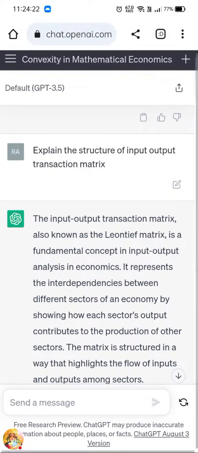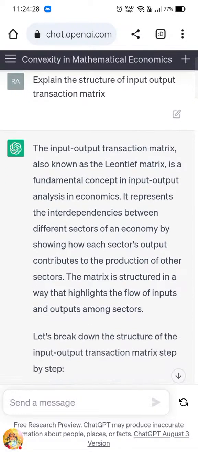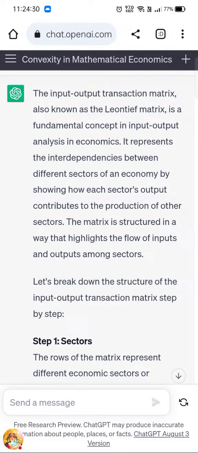Today we will discuss the input-output transaction matrix model. By explaining it, the input-output transaction matrix, also known as the Leontief matrix, is a fundamental concept in input-output analysis in economics.